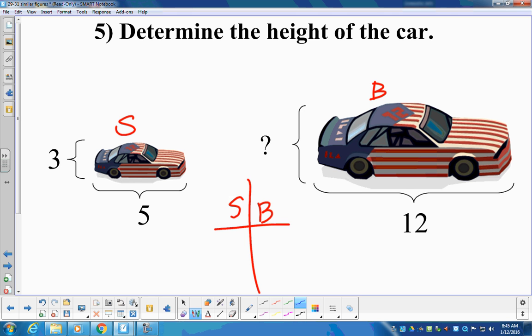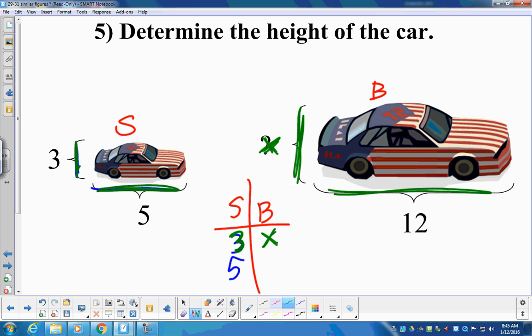In the small, you have a 3 and you have a 5. Those are the two dimensions. They can go in either way in the table, but once they're in, you are locked for the rest of the problem. That 3, the height of the car, is in the same spot as the X. So the 3 in the small is in the same spot as the X in the big. So they're going to go in as corresponding, same position. The 5, the width of the small car, is in the same position as the width of the big car. So 5 and 12, lock in.